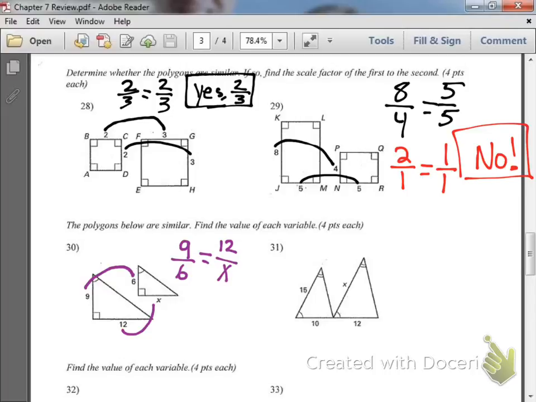All right, we're going to cross multiply here. 9 times x is 9x, 6 times 12 is 72. And then when you divide both sides by 9, you should get 8 for your x value.